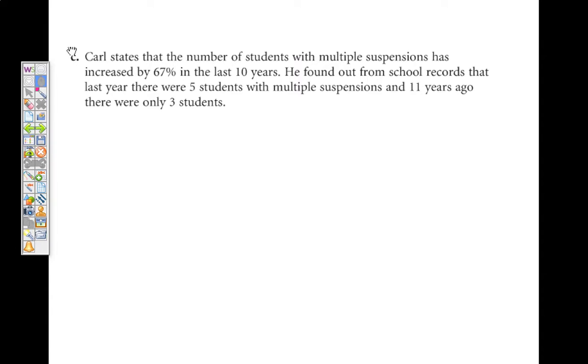He found out from school records that last year there were only 5 students with multiple suspensions, and 11 years ago there were only 3. So what kind of study is this? This would be an observation. So he's going back and observing what happened.